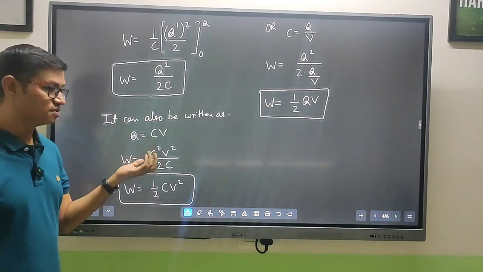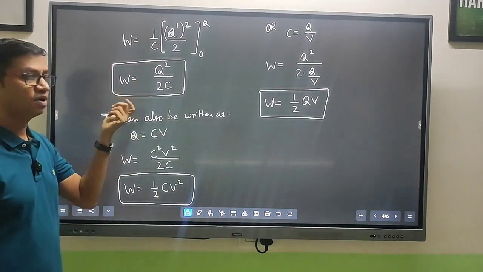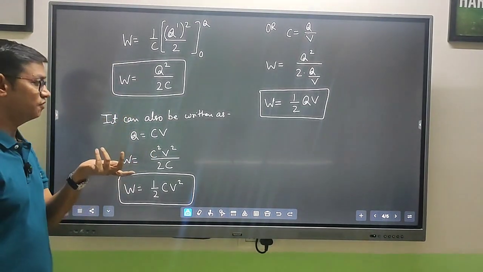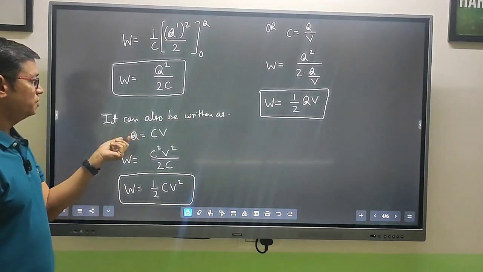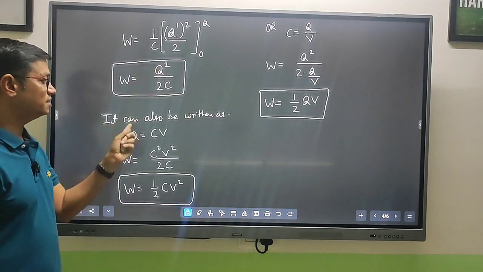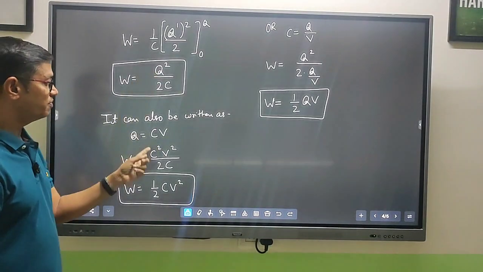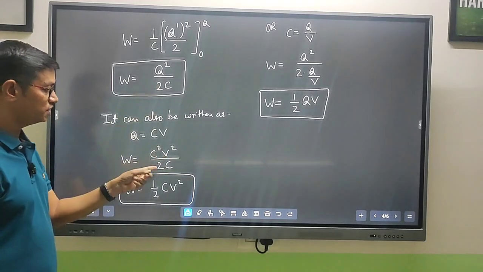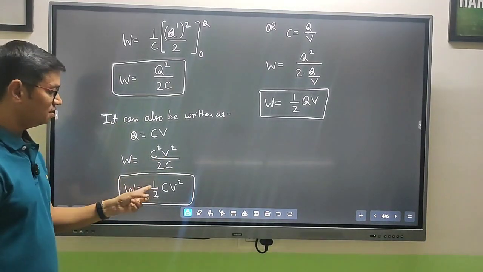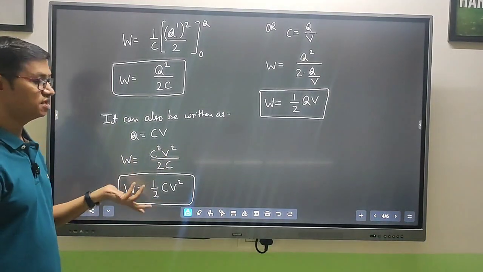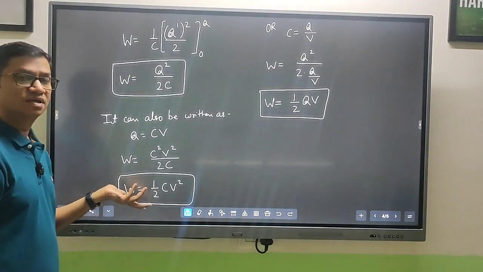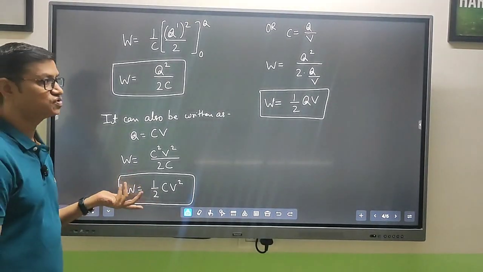Now there are various forms. You can manipulate this formula and write it in terms of C and V. Why? Because you can write Q as CV. So Q square will be C square V square upon 2C. It will get cancelled, giving half CV square. So this is in terms of capacitance and potential difference, half CV square.